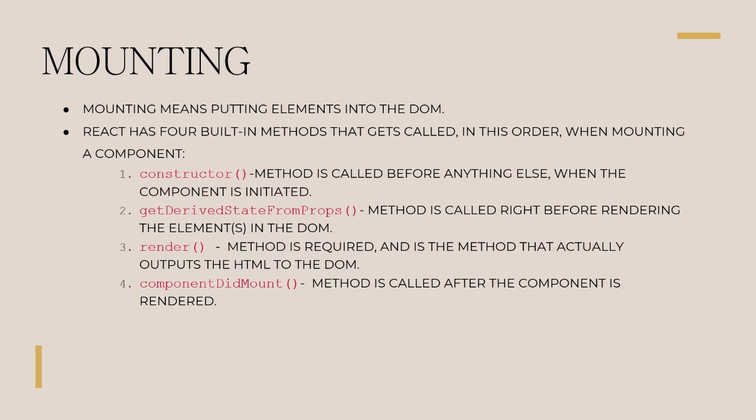The first one is constructor. This is called before anything else when the component is first initiated. Then we have getDerivedStateFromProps. This method is called before rendering the elements in the DOM. Render is the method that actually gives the output, the HTML, to the DOM. It's a very important method that is used in almost every step. Then componentDidMount. This method is called after the component is rendered.